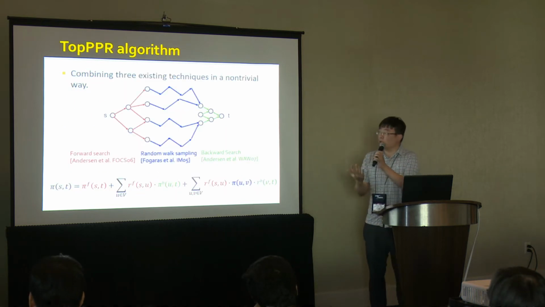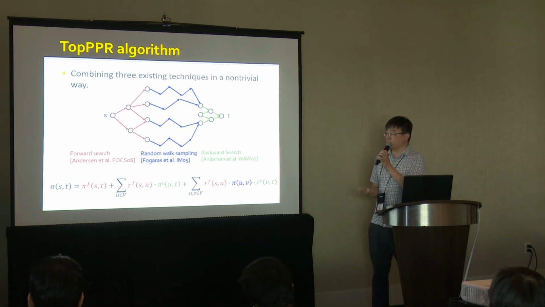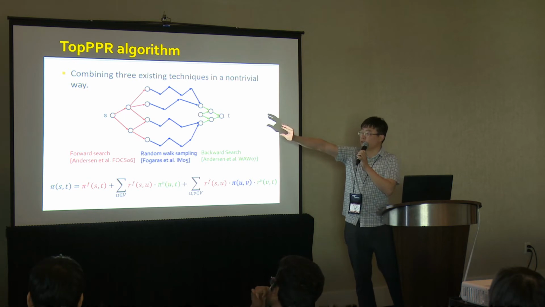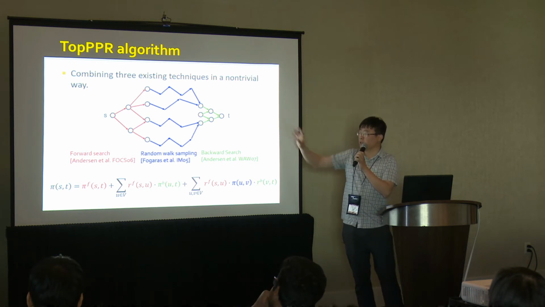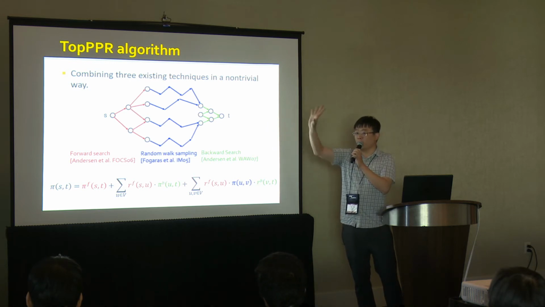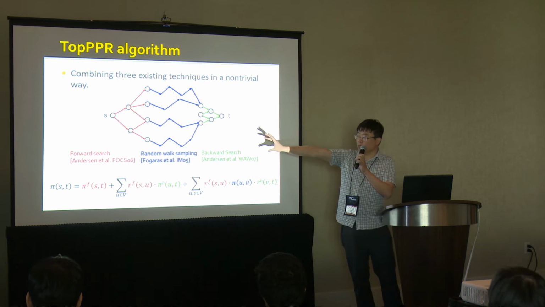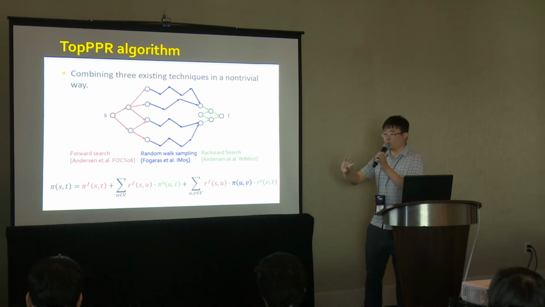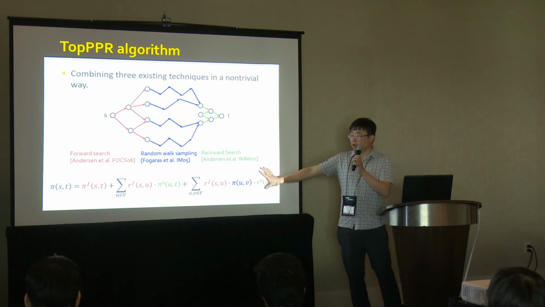Our algorithm combines 3 existing techniques: the forward search, which pushes the probability from the source node S to other nodes; the backward search, which pushes the probability from a target node T back to other nodes; and of course, random walk sampling, which simply samples random walks and uses the Monte Carlo algorithm to estimate the PPR values. And this is our estimate formula.